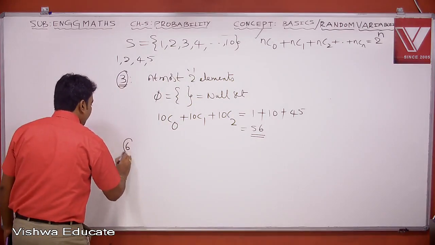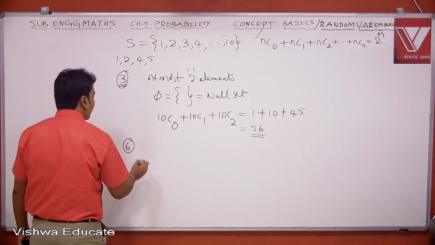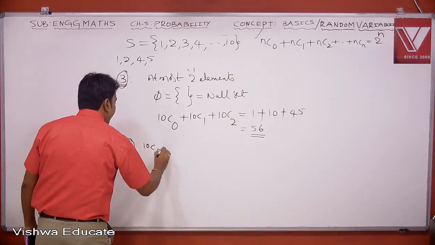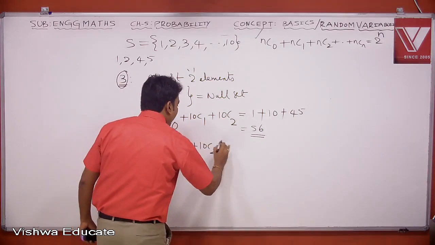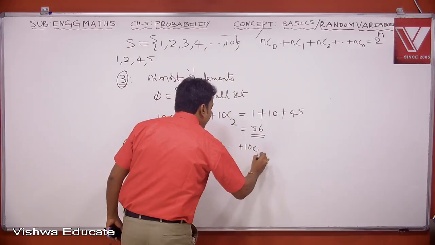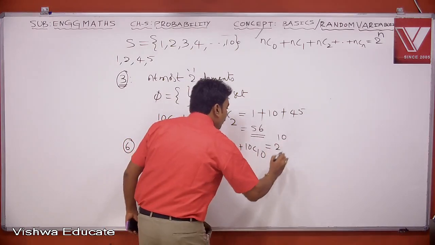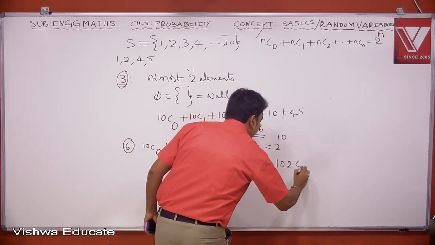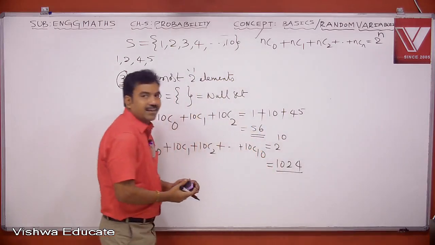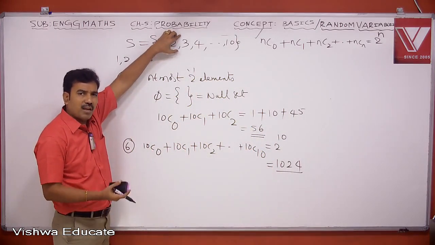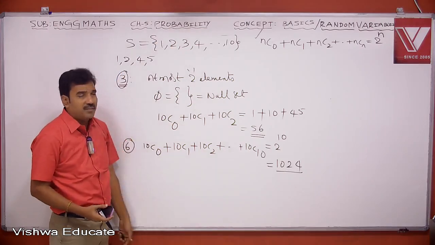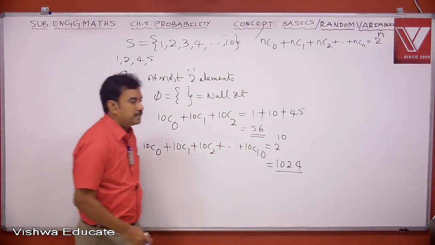Now question number 6: the total number of subsets of S. That is given by 10C0 plus 10C1 plus 10C2 and so on plus 10C10. Therefore this is nothing but 2 power 10, which gives 1024. Therefore there are exactly 1024 subsets of S. So 0 elements, 1 element, 2 elements, up to a maximum of 10 elements. Note all these points.